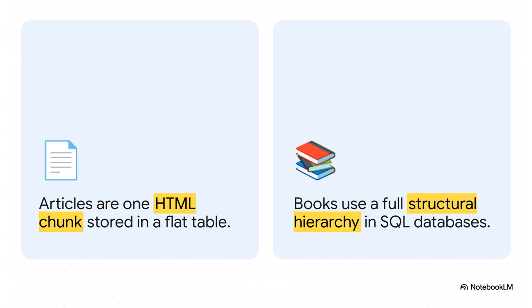Okay, let's dive into this. On the left, we've got OmniCon's standard articles. Now, these are fantastic for single posts. They're essentially just one chunk of HTML stored in a flat table. But on the right, we have books. A book is a full structural hierarchy, and it's actually stored in relational SQL databases because of how it nests. It's got its own editor, its own AI-assisted drafting flow. It is literally purpose-built for when standard web pages are just, well, the wrong shape for your content.